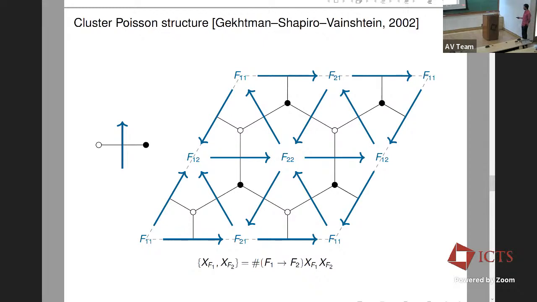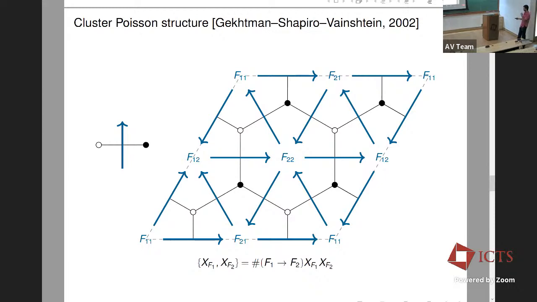And the cluster Poisson structure, the canonical Poisson structure, is defined as follows. So it's log canonical. So the Poisson bracket between xf1 and xf2 is given by the number of directed edges there are from f1 to f2 minus the number of directed edges there are backwards, times the product of the two functions. So it has this very simple combinatorial description.